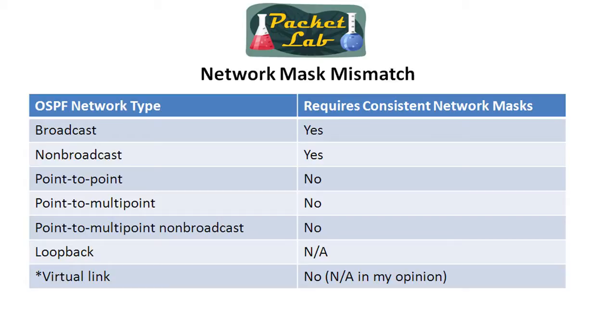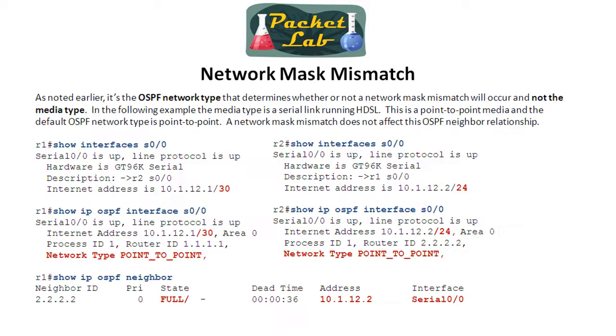I've said this over and over again. I'm sorry, I'm just trying to hammer this home. So, like I said, broadcast and non-broadcast do require that the network mask be the same on both sides. Anything else, it doesn't require it, or it really doesn't matter. Okay, I'm not going to insult your intelligence by reiterating it's a network type one more time. See what I did there.